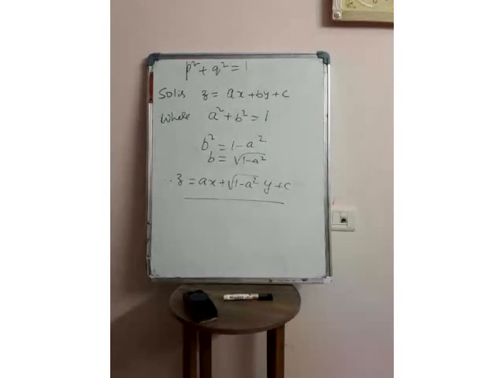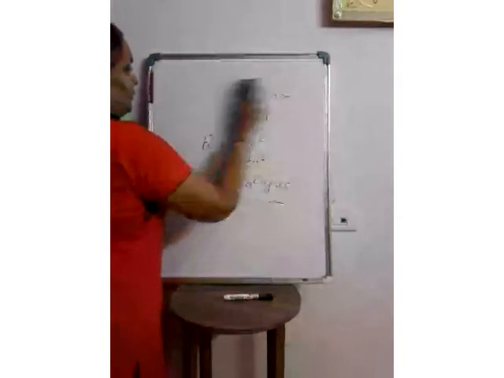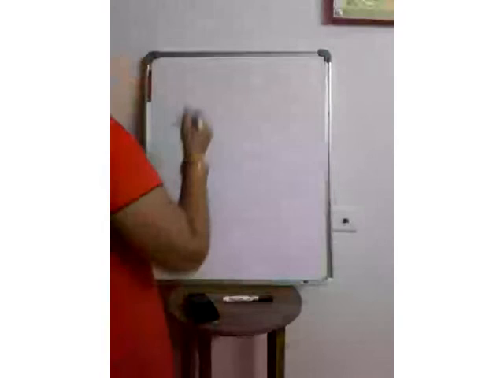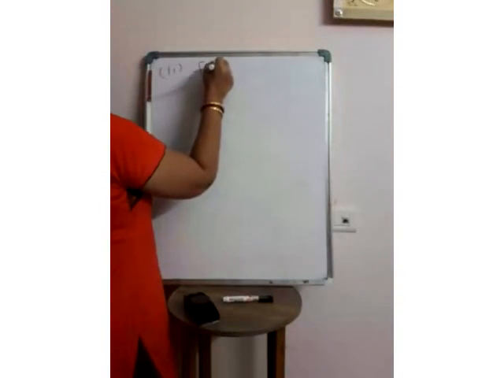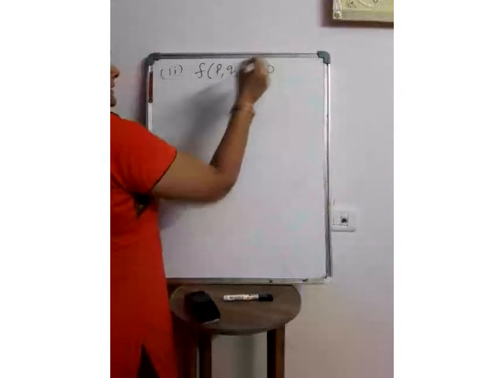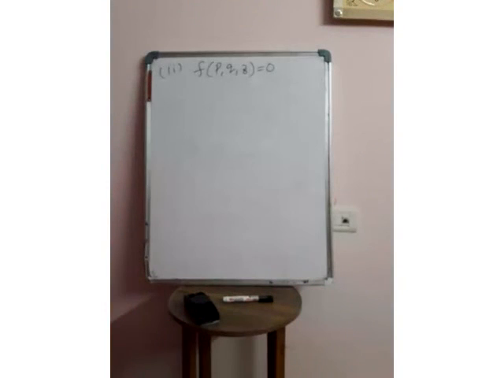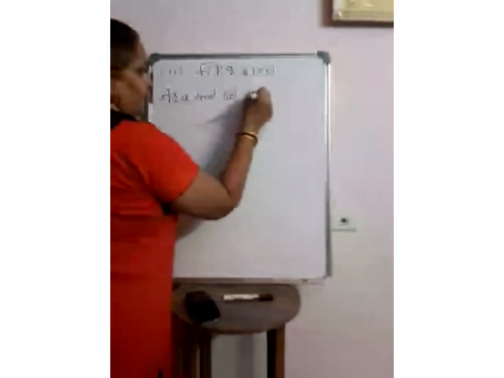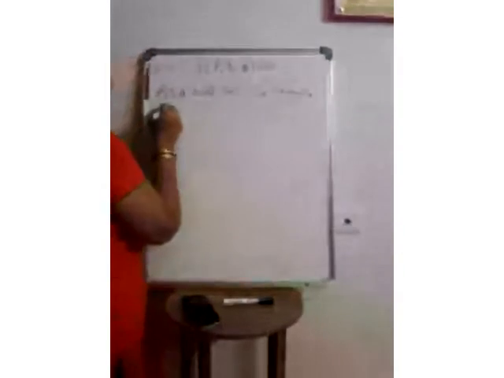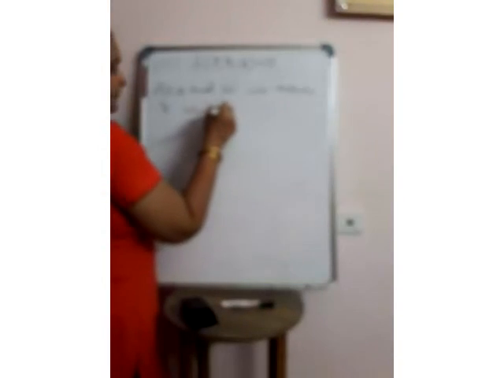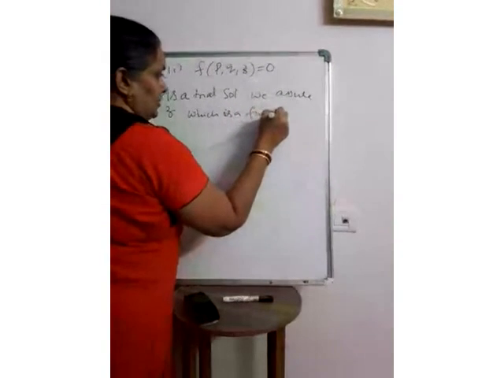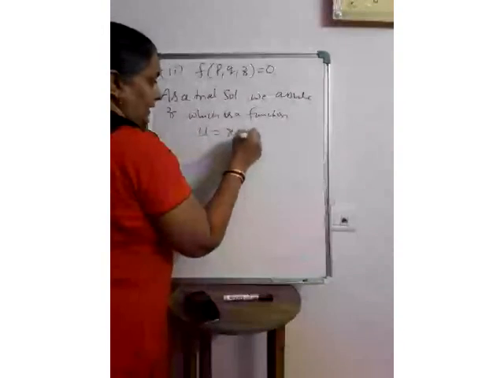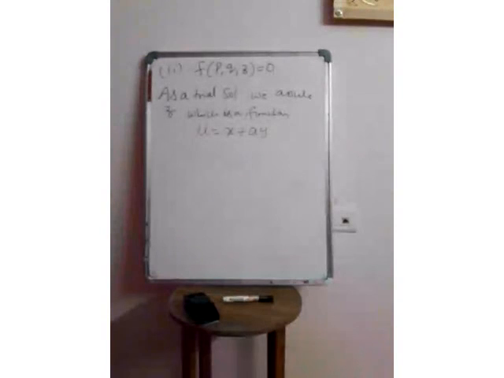So now we go with the second model. What is the second model I told you? Equation consisting of p, q and z. So f of p, q, z is equal to 0. That means an equation without x and y. So what we do, as a trial solution, we assume the solution is of the form z, which is a function of u, where u is equal to x plus ay. So we are assuming the solution as z, a function of u is equal to x plus ay.